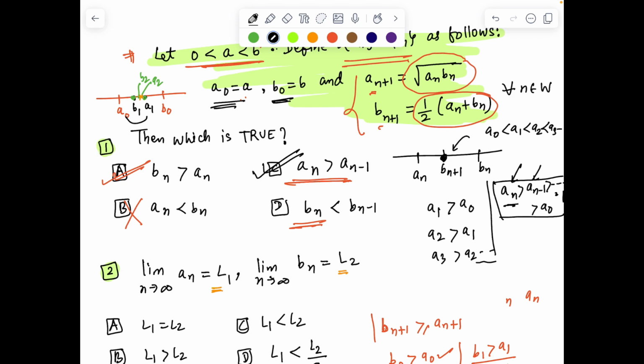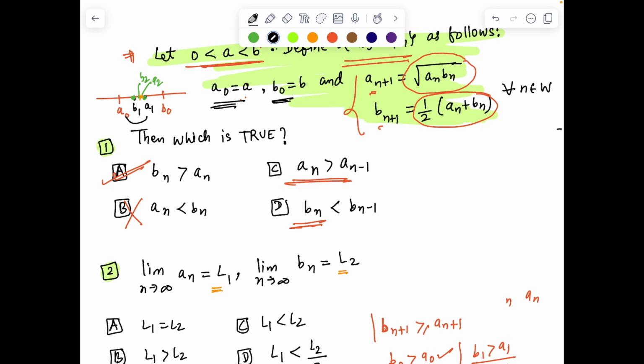What about bn? One point which is obvious from here, since we know the bn value is greater than the an value by the arithmetic-geometric mean property.